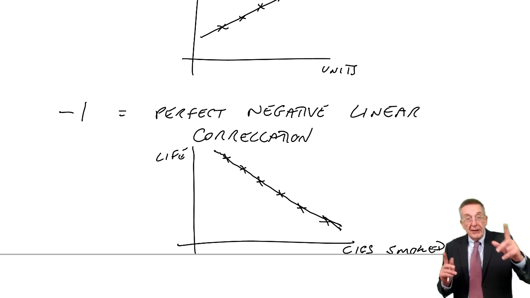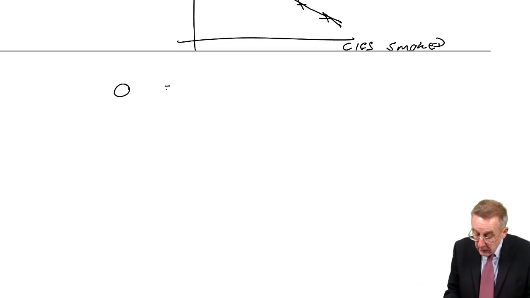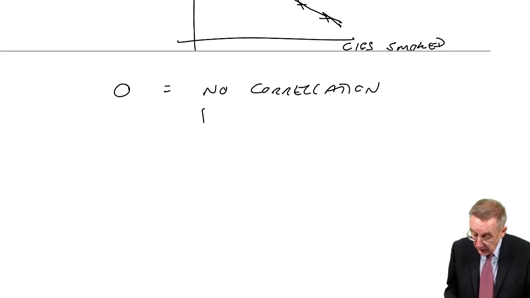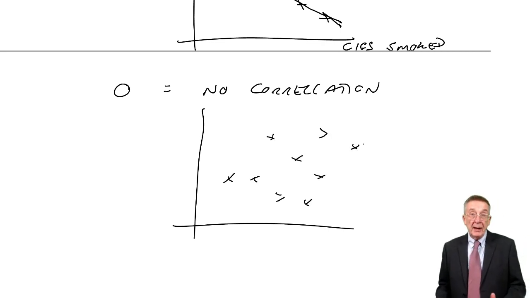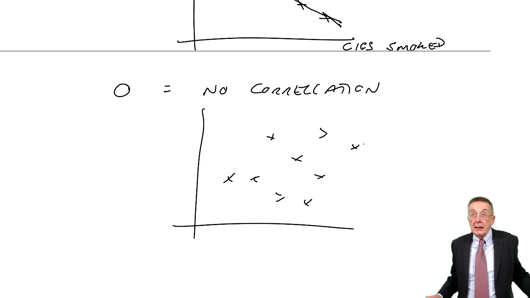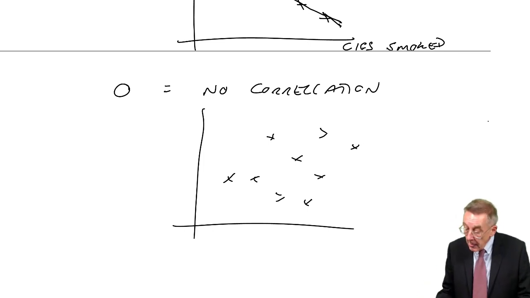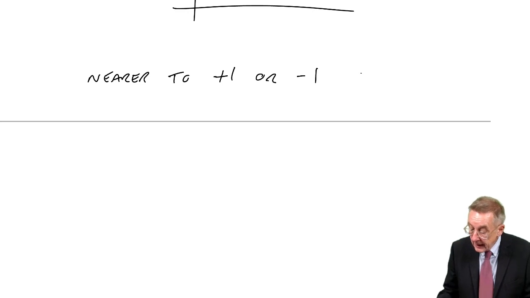So, if it's 1, it's perfect positive, and minus 1, perfect negative. If it's 0, we say there's no correlation at all. If you put them on a graph they're just all over the place. It would mean there was no relationship whatsoever. Now, to have perfect correlation is unlikely, for it to be plus or minus 1. But the nearer it is to plus 1 or minus 1, the better the linearity.